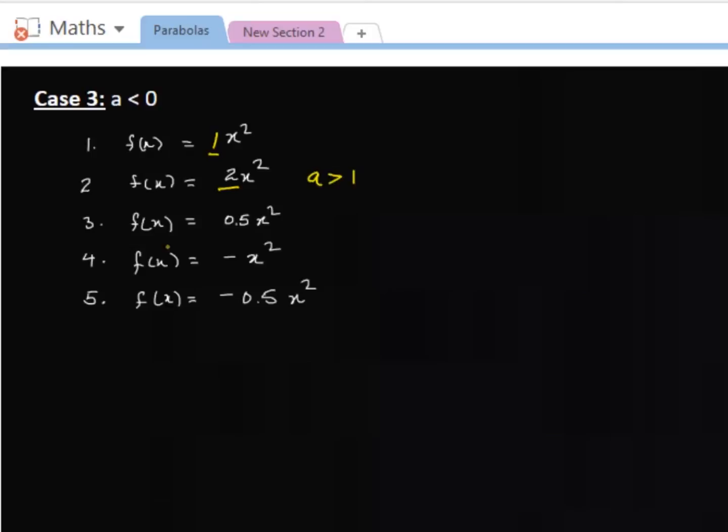We moved on to plot the function f of x equals 0.5 x squared with a equals 0.5. This function was used as an example of a function having a value of a between the values of 0 and 1. Now we're going to show you how to plot the function f of x equals minus x squared and the function f of x equals minus 0.5 x squared, both of which have a value of a less than 0.